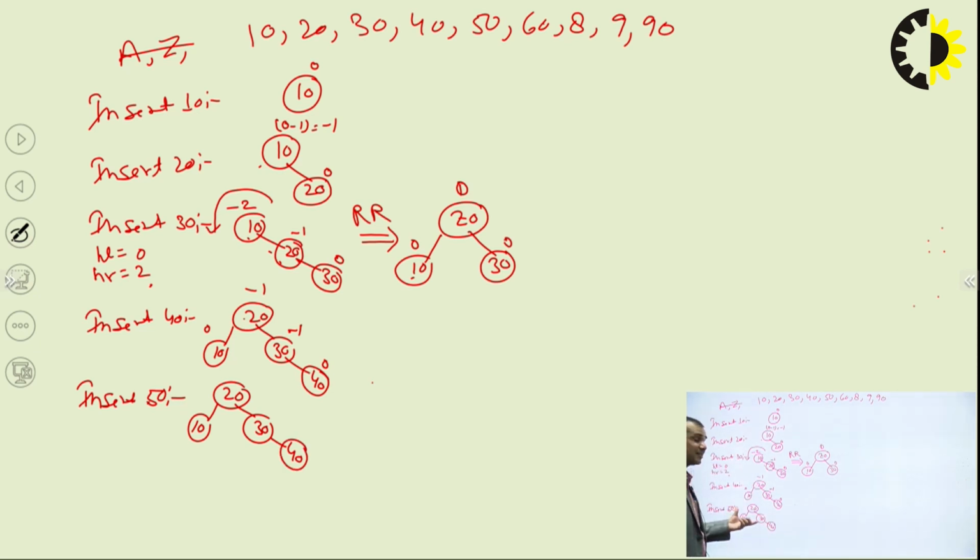When we have to insert any element, it will follow the binary search tree property. Means if that element is smaller than 20, then it will go to the left side. If the element is larger than this value, then it will go to the right side. So we have to insert 50.